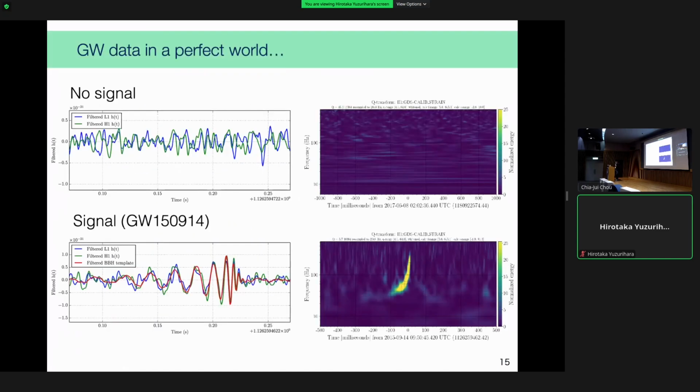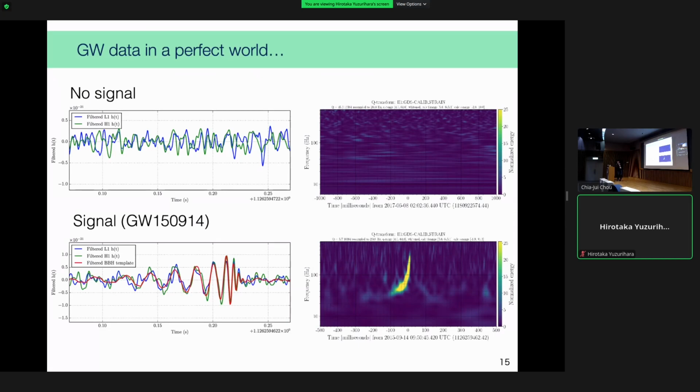Page 15. In a perfect world, gravitational wave data looks like this. The top case is a no-signal case, and you can see the two lines. The blue one is Livingston data, and the green one is Hanford data. The bottom one is one of the most famous signals, called GW150914, the first event.